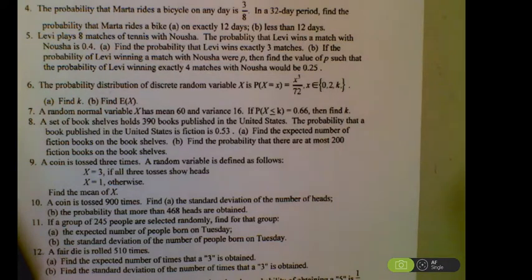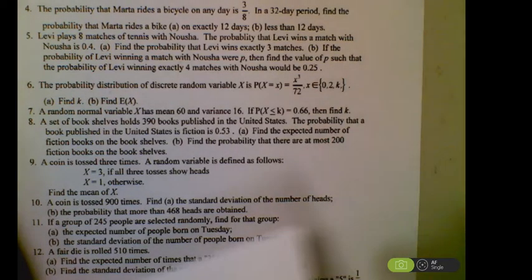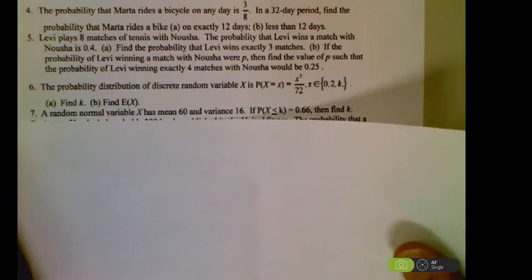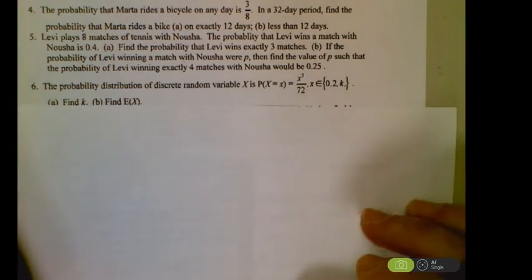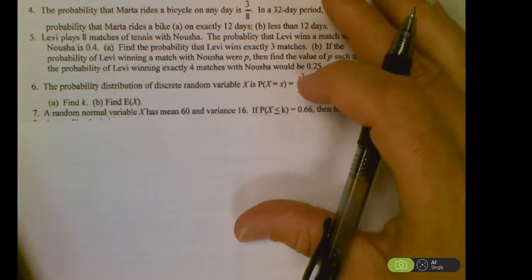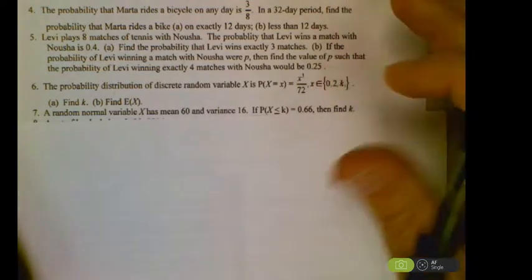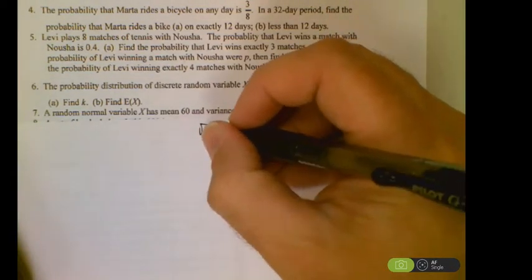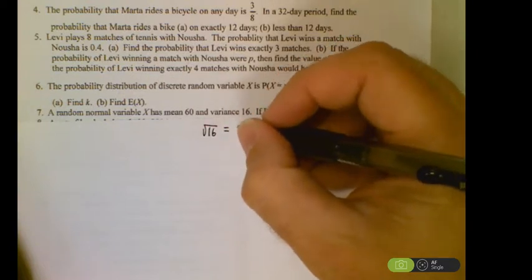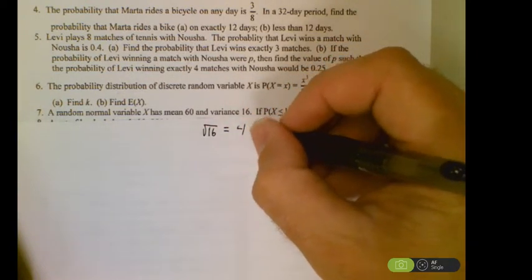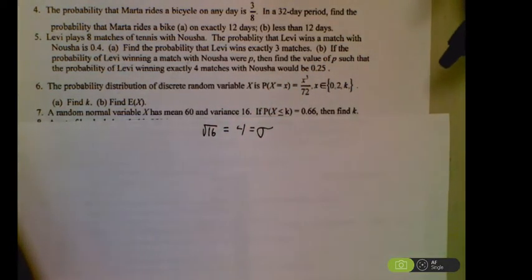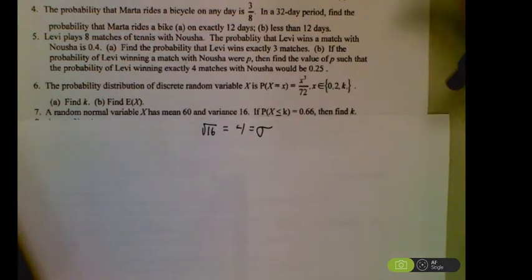So we have a normal random variable x with a mean of 60 and a variance of 16. Keep in mind that the standard deviation is the square root of the variance. So if I square root my variance, I get the standard deviation of 4. That's something we have to do to get our standard deviation. So now you know your mean is 60 and your standard deviation is 4.